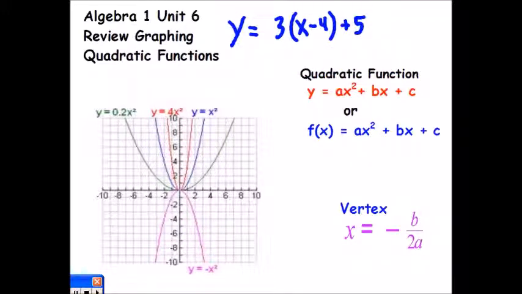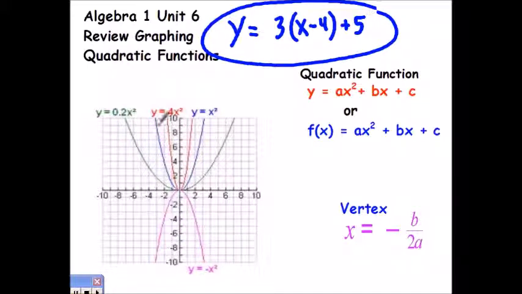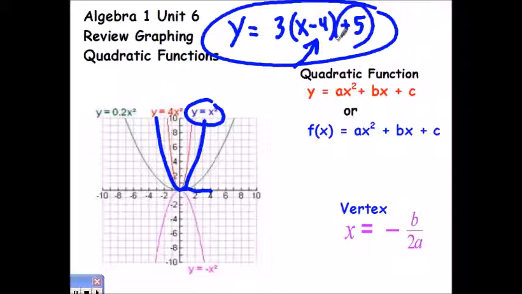I want to remind you that we already know how to graph quadratic functions that are in this form right here. If you remember, this right here is what the very basic y equals x squared looks like. Well, for this function, this x minus 4 tells us that the vertex of the standard parabola is going to be moved 4 units to the right, and then 5 units up. So that would be the vertex. And if this 3 wasn't here, then we would just have the standard y equals x squared from there.